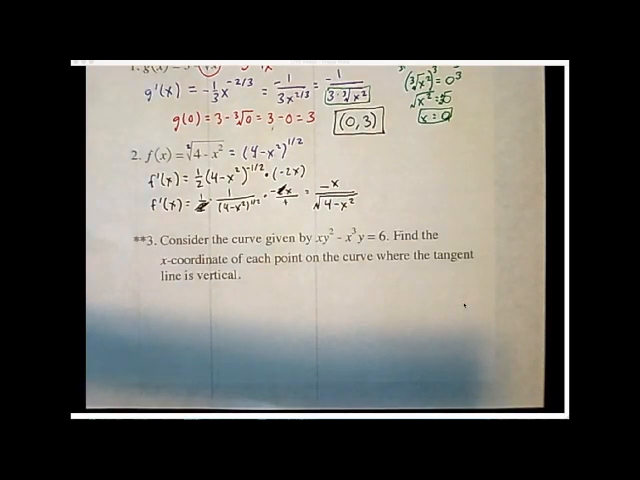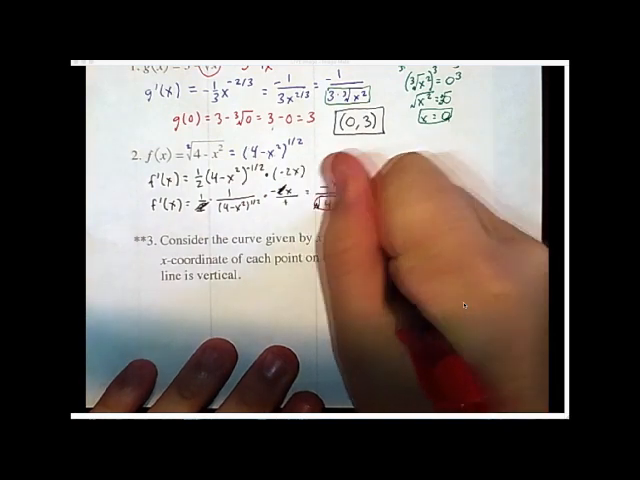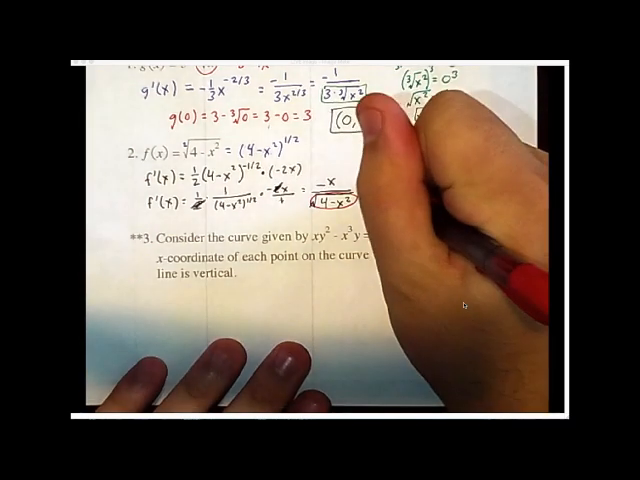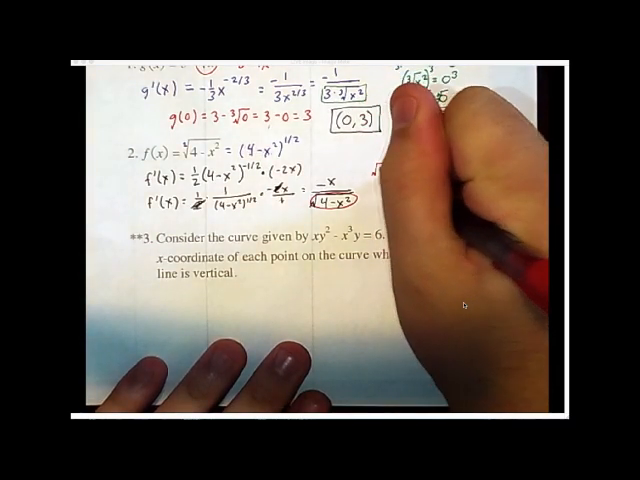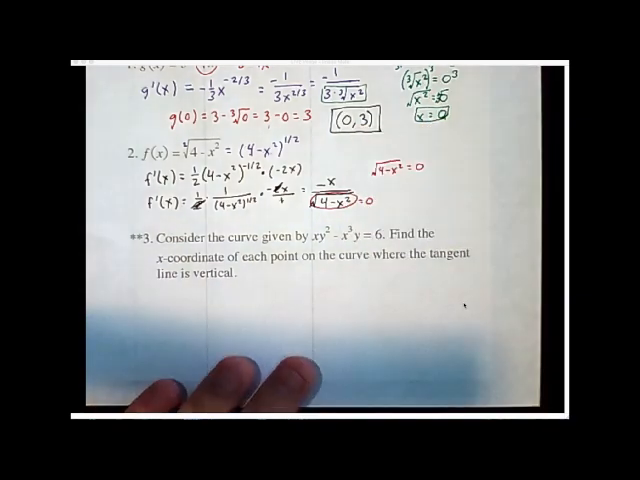Now to figure out where the function has a vertical tangent line, we can set the denominator, just the denominator, this part, equal to 0. So let's take the square root of 4 minus x squared and set it equal to 0. So I'm just trying to figure out where the bottom is 0. Where am I going to have an undefined slope?